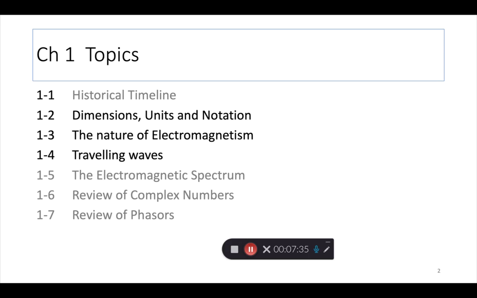So let's quickly jump to the topics in chapter 1. There is a historical timeline, section 1, then dimensions, nature of electromagnetism, traveling waves, and then there are 3 other topics: electromagnetic spectrum, review of complex numbers, review of phasors. The textbook is an excellent textbook. It's written very well. Lots of nice extra material, plenty of color in the textbook to explain things easily.